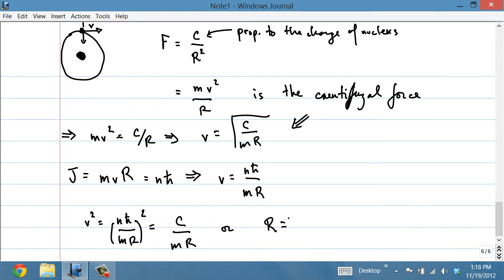or r has to be equal to n squared, just solving this equation, moving the r squared onto the right-hand side of this equation. r is equal to n squared h bar squared divided by mc. And plugging that into our equation for v up here, v has to be equal to c divided by n h bar.